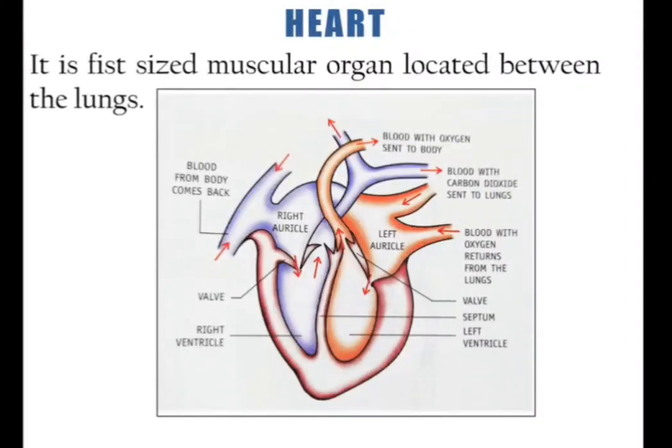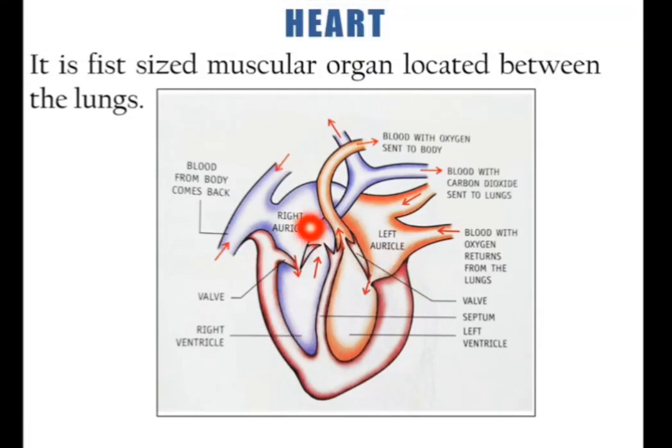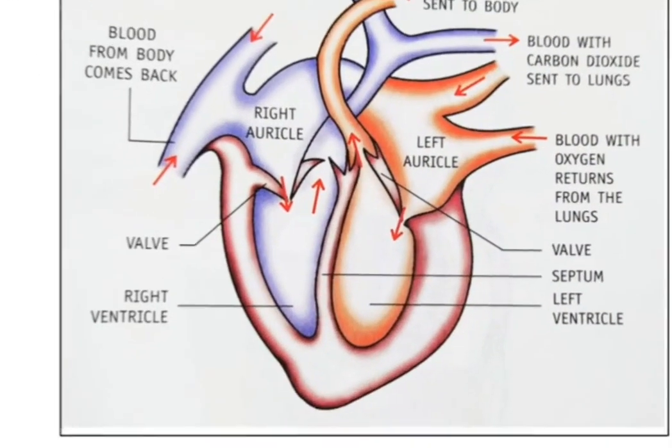Now I am going to tell you about the structure of the heart. In this diagram you can see the structure of the heart, which is basically a kind of muscle. The outer side of the heart is a muscle known as cardiac muscle. The size of the heart is almost equal to the size of our fist, and this fist-sized heart is located in the center of our chest, between the lungs.